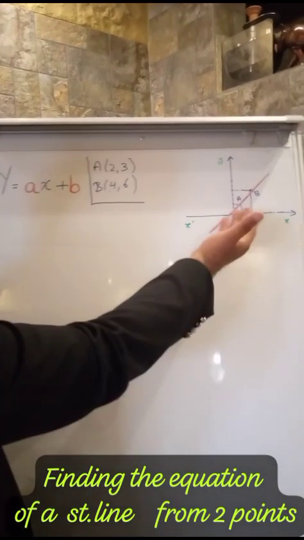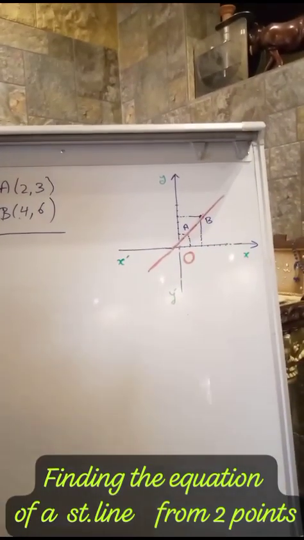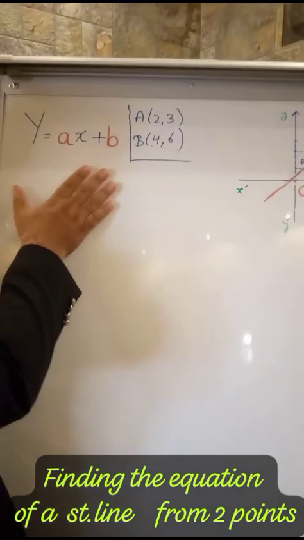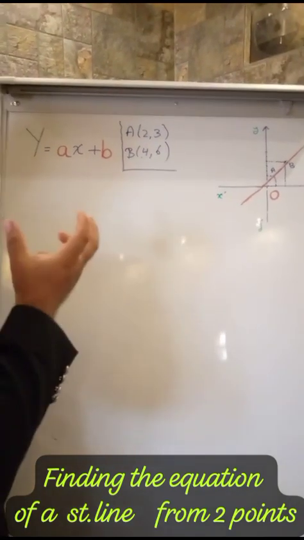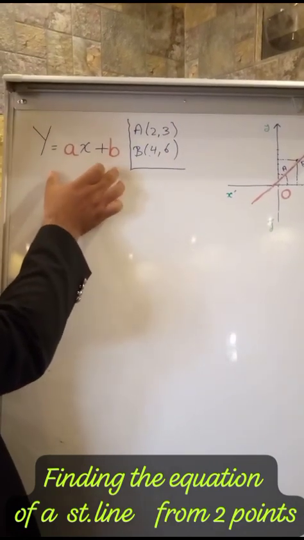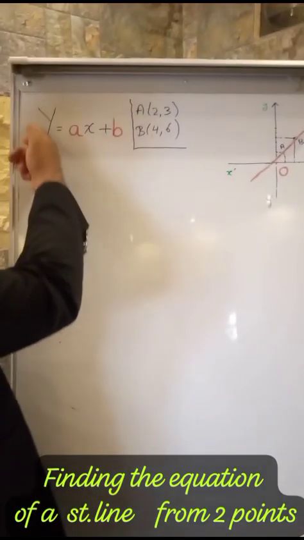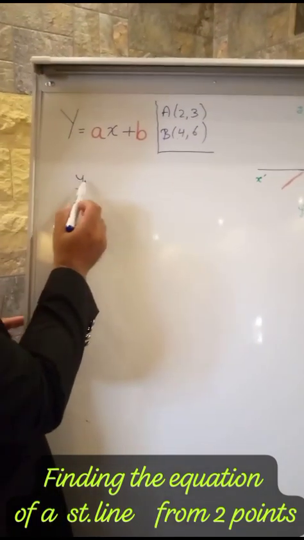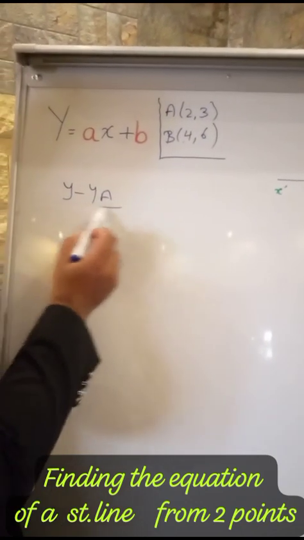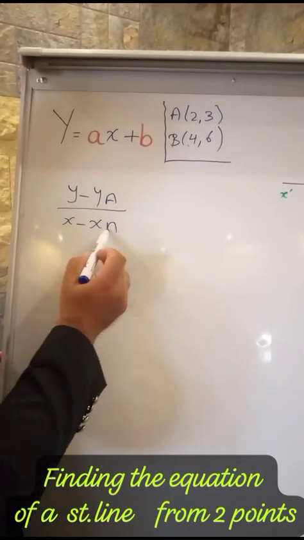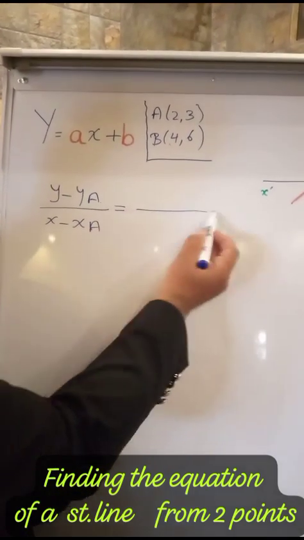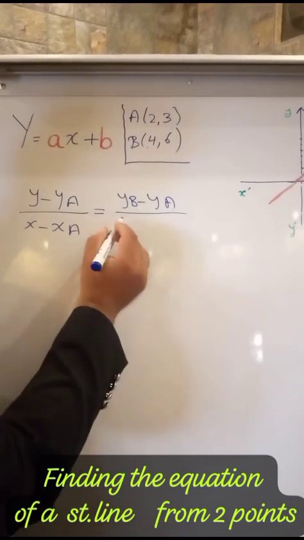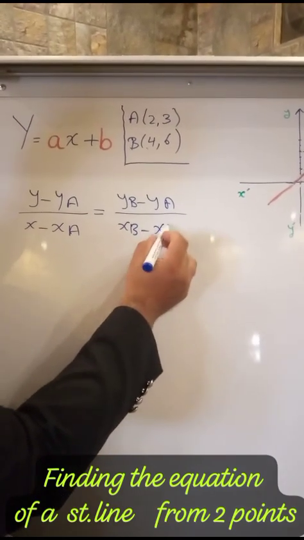So we plot the points A and B, and we draw a straight line which passes through the two points A and B. The general form of the equation, when we substitute in the rules, gives a straight line similar to this form, y equals ax plus b. So let's substitute in the formula: y minus ya over x minus xa is identical to yb minus ya over xb minus xa.